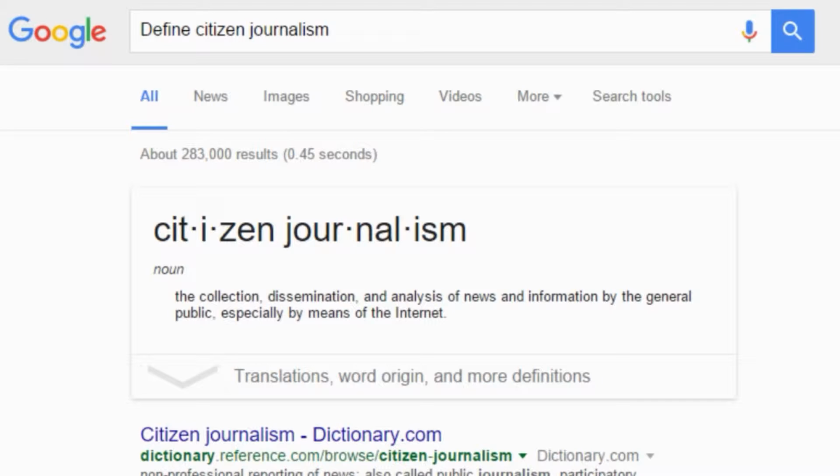Today we are going to talk about citizen journalism. What is citizen journalism? Well, citizen journalism: the collection, dissemination, and analysis of news and information by the general public, especially by means of the internet. Thanks, Google! So I would like to expand on that just a little bit.